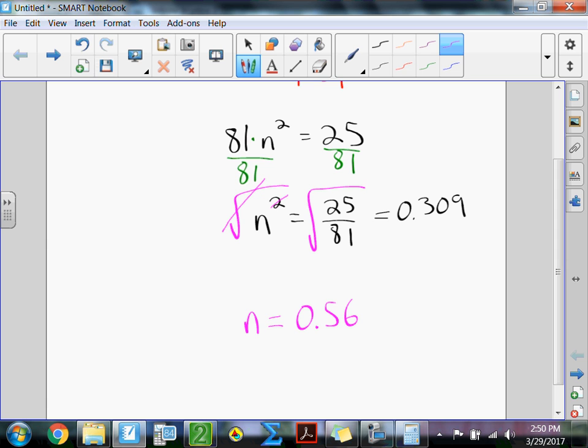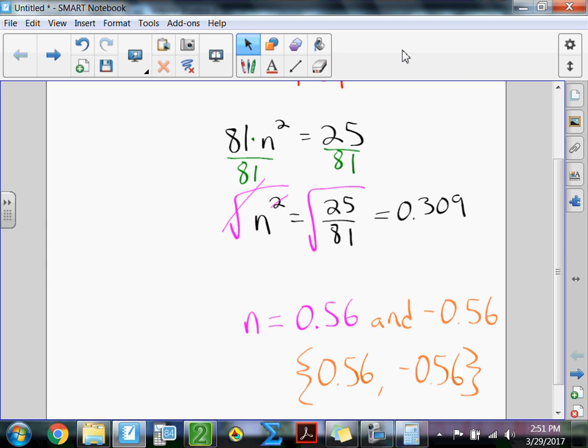Your calculator only gives you the positive answer. You need to include the negative answer. So I have two answers. Remember in class we said we usually have two answers, 0.56 and negative 0.56. I use my brackets to show that it's not a point, it's two different x values. So that is number 2.